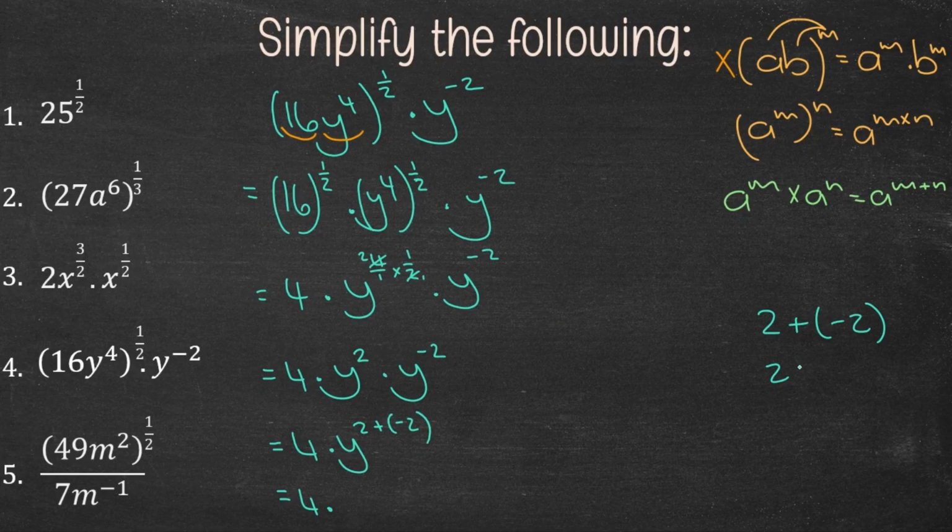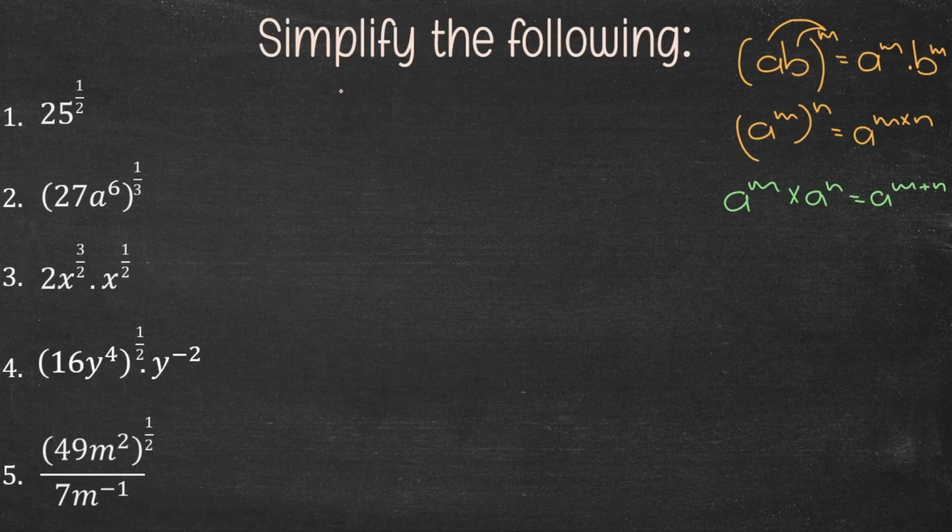Positive times a negative gives us negative. So 2 minus 2 is 0. So the exponent for y is 0. And if the exponent is 0, we know that this equals 1. So it will be 4 multiplied by 1, and the final answer is 4.